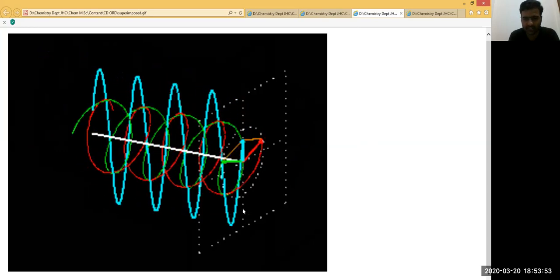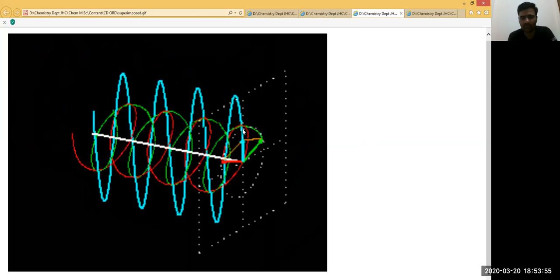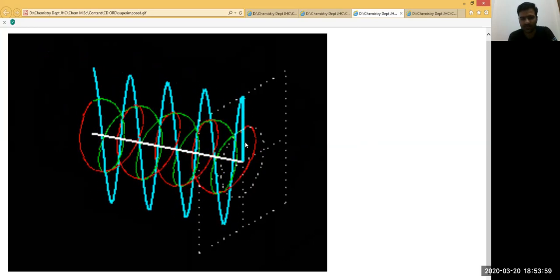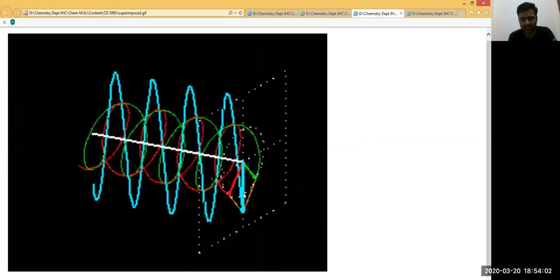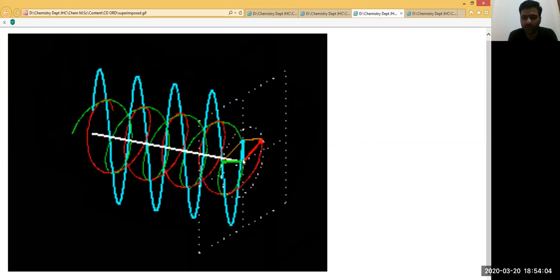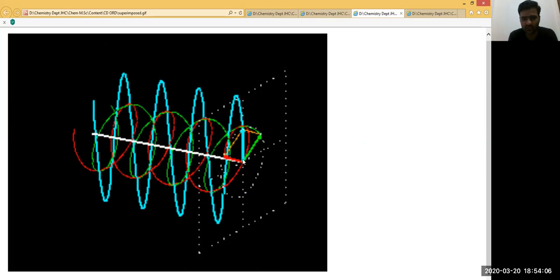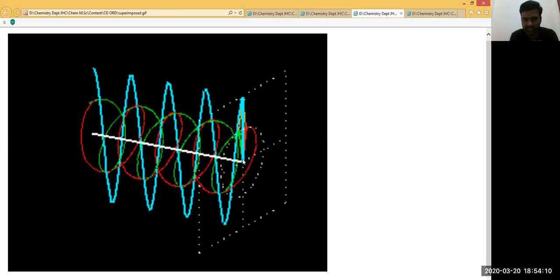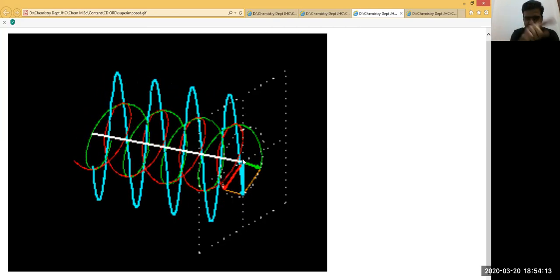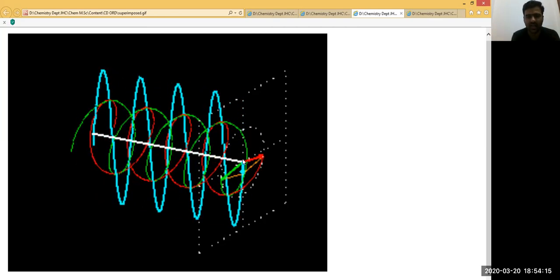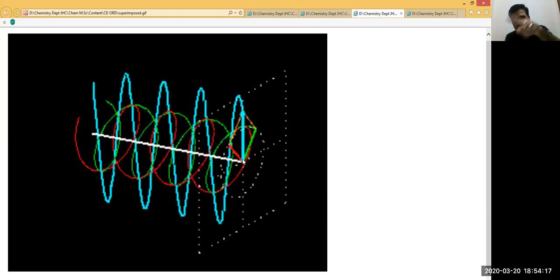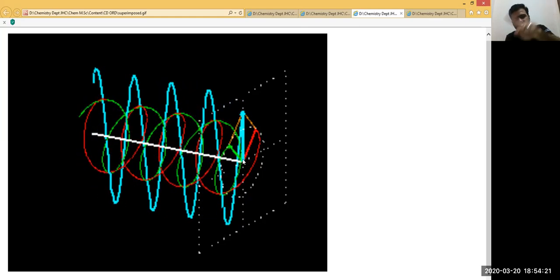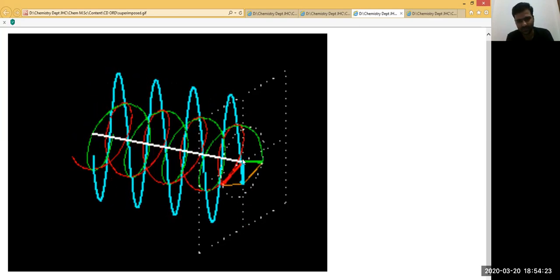If we imagine this central line, the point moving up and down, as representative of plane polarized light, I can think of two components of this plane polarized light. One of them is represented by the green circularly polarized light, the LCPL, going in the left or anti-clockwise direction. And you have a red circularly polarized light, which is moving in the clockwise direction. I call that the right circularly polarized light, right?